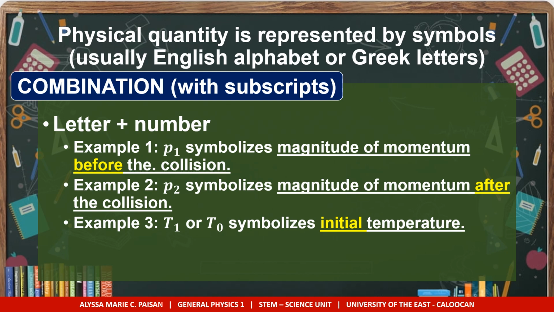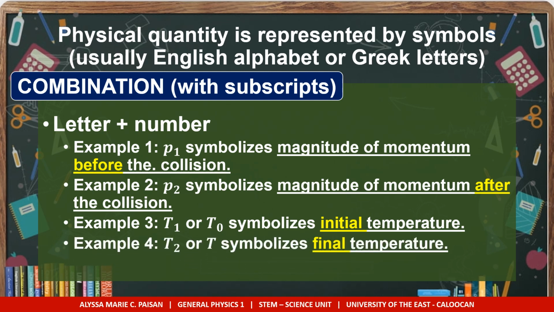Let's have example number 3. T sub 1 or T sub 0, also read as T naught, symbolizes initial temperature. By the way, the naught is spelled N-O-U-G-H-T, and it literally means 0. Let's have example number 4. Example number 4 is T sub 2 or simply T, which symbolizes the final temperature. When naught is used as subscript for the initial value, we no longer put a subscript to the final value.